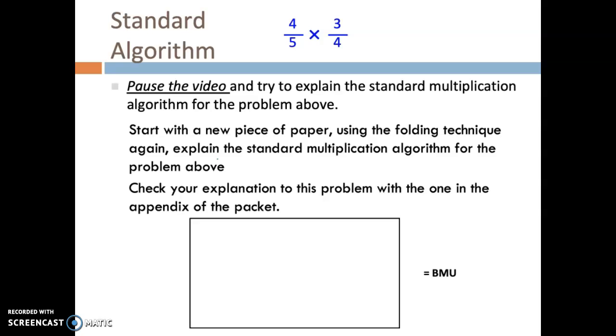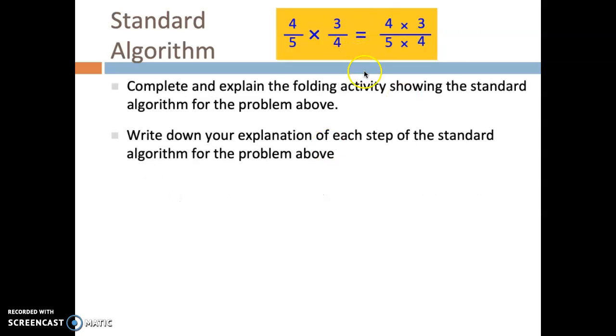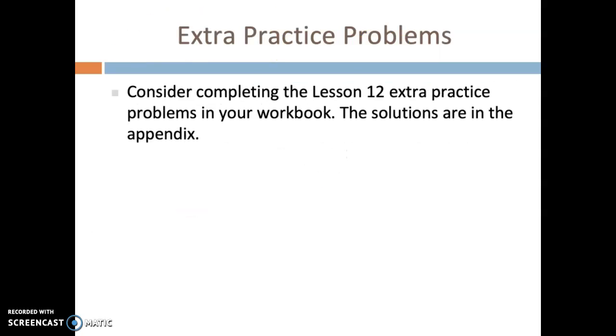And again, we need to think about that with our young children. We need to make sure it's developmentally appropriate. We need to make sure it's individually appropriate as well. So 4/5 times 3/4. And we know we're multiplying the numerators and the denominators. So keep working on this. Fold down your explanation of each step and work through the algorithm. If you want some extra practice, that's in your workbook and the solutions are in the appendix.